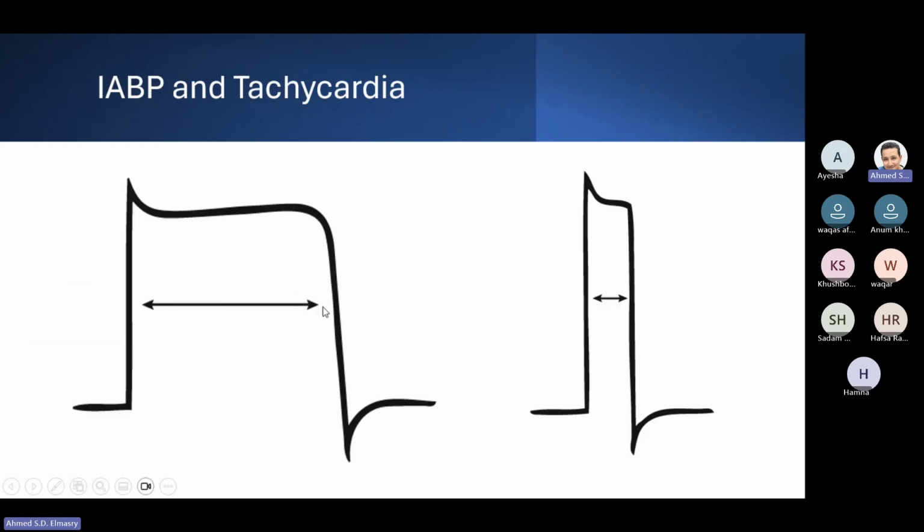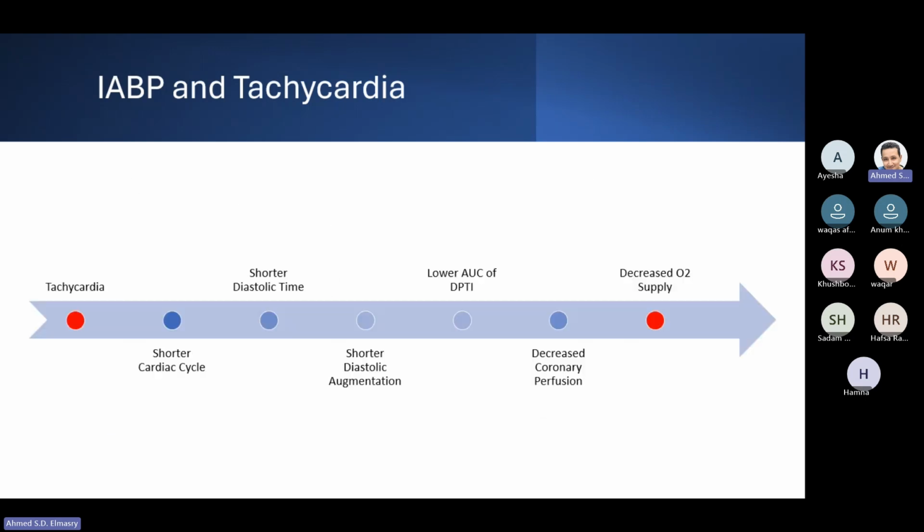So this is a normal patient with normal heart rate. This is the timing for the cardiac cycle. And this is the timing for the cardiac cycle if you have tachycardia. So you will have a short time for balloon inflation. This patient is not tachycardic, so the balloon inflation and augmentation here will be maximized. But here, the balloon inflation and augmentation will be very short, and the patient will not benefit properly from the intra-aortic balloon. So with tachycardia, you will have a shorter cardiac cycle, shorter diastolic time, and shorter diastolic augmentation.